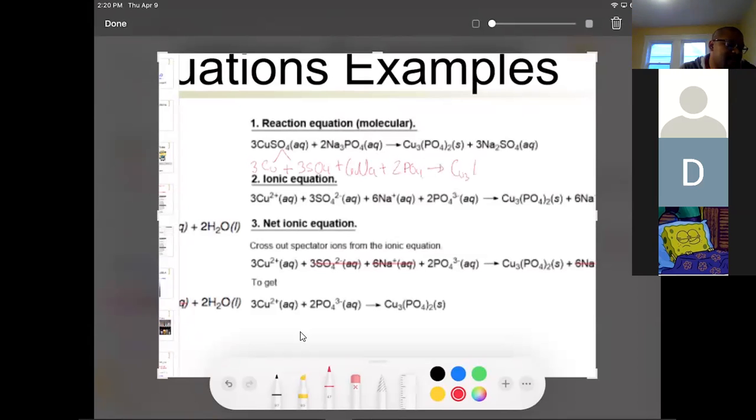Why did we keep the Cu3 PO4 with the 2? Because, once again, if it has solid, liquid, or gas, you're going to keep it together. Plus, my sodium sulfate, my Na2SO4, is going to break down. So I'm going to have 6 Na plus 3 SO4. Anybody have any questions on how I did that?